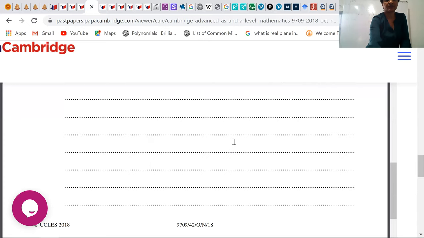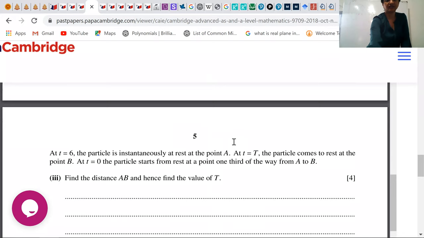What did you miss, Mihil? That's max velocity, V. Then in a new line, not a part number, just in a new line: at t equals 6, keep referring to the graph, the particle is instantaneously at rest at the point capital A. At t equals capital T, the particle comes to rest at the point B.